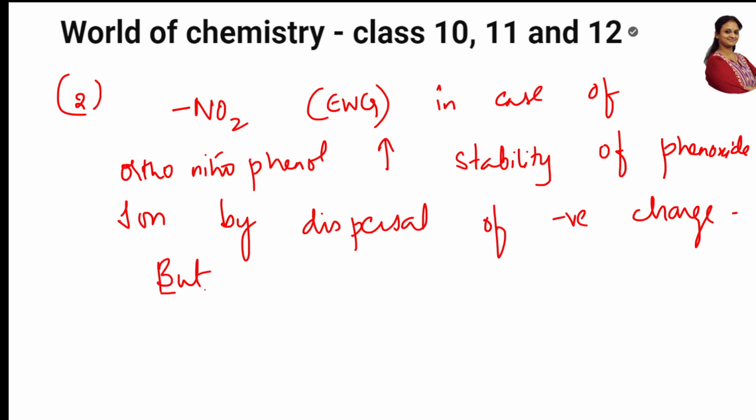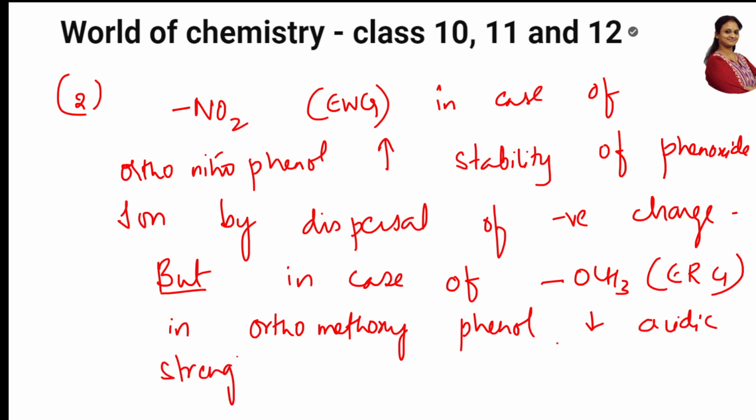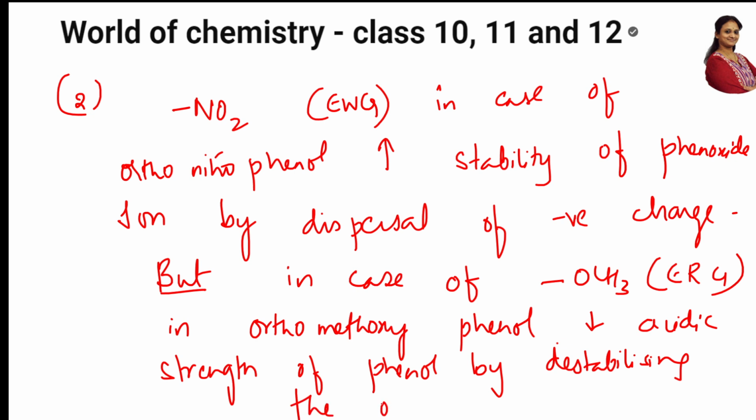But in the second one, orthomethoxyphenol, there is the OCH3 group. What is this? This is an electron releasing group. So because of this, what will it do? It is going to decrease the acidic strength. Why? Let us write this. In case of OCH3, an electron releasing group in orthomethoxyphenol, it decreases the acidic strength of phenol by destabilizing the phenoxide ion.